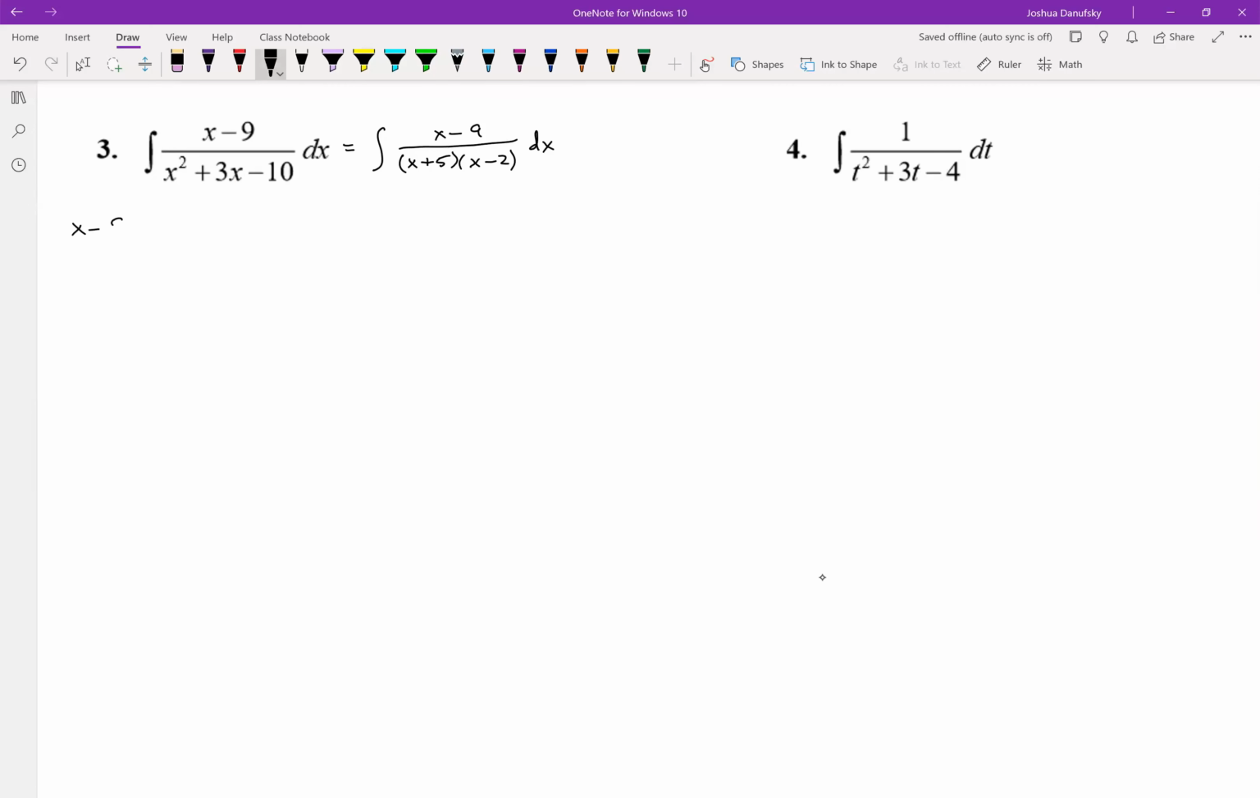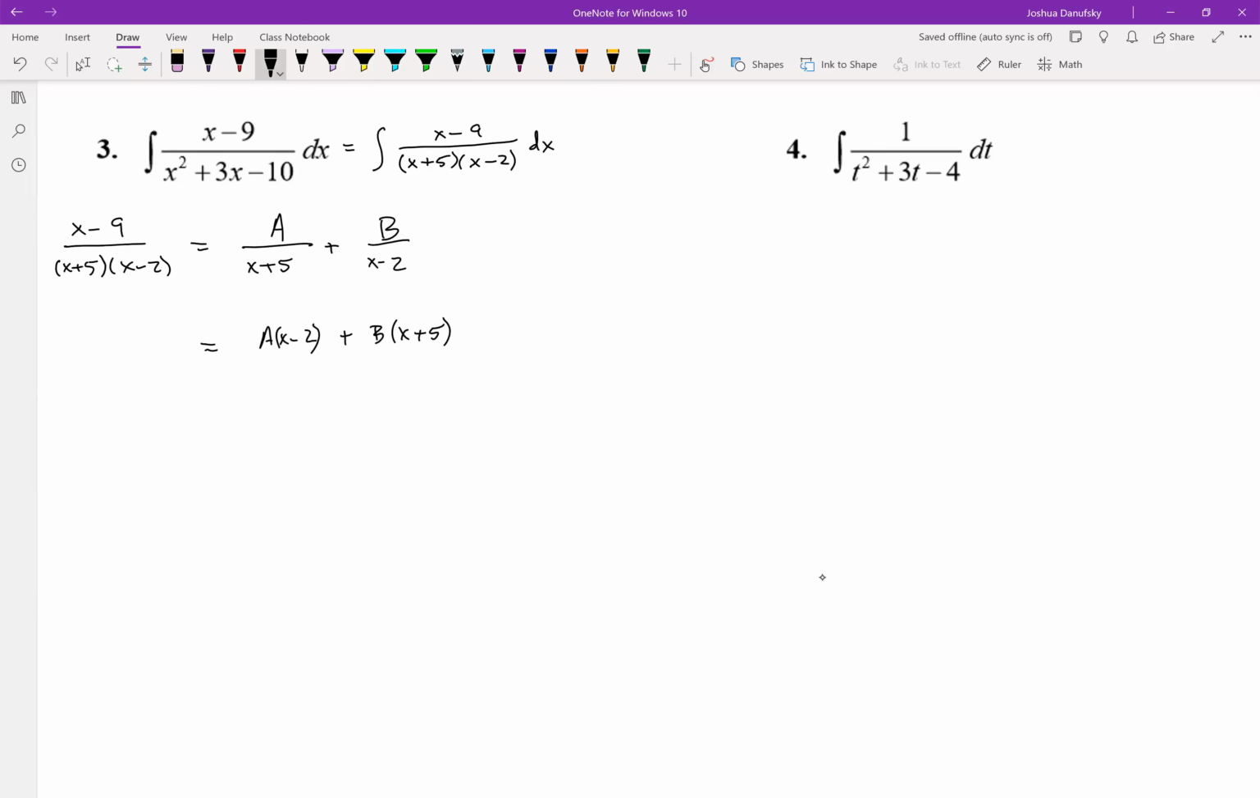So x minus 9 over x plus 5 times x minus 2, we're going to rewrite as capital A over x plus 5 plus capital B over x minus 2. And our goal is to find A and B, so we have these two separate rational expressions, and then we can integrate from there. So if we were to make a common denominator, we would have to take A and multiply by x minus 2, and we would have to take B and multiply by x plus 5.